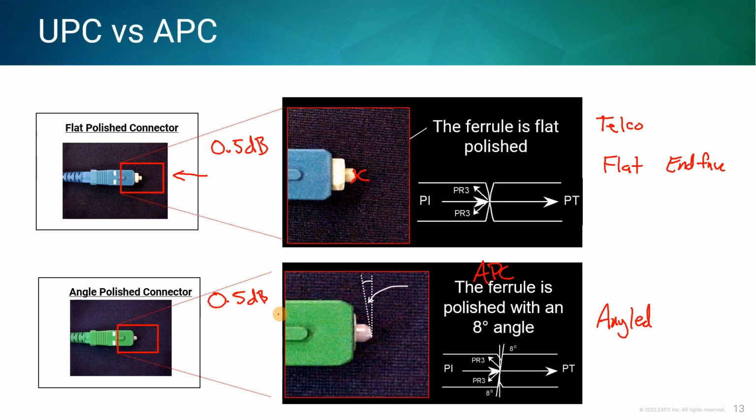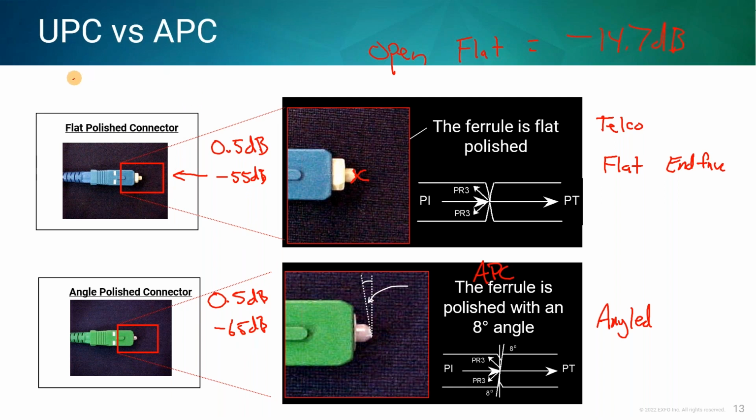But reflection is completely different. Reflection on a UPC connector is about negative 55 dB, where the APC connector is negative 65 dB. And this is the percentage of light that comes back. If I have an open flat connector, it is about negative 14.7 dB of reflection. That's an open UPC. As soon as I mate that UPC, it's going to hopefully jump up into the 50s. For UPC. For APC, it goes all the way up to minus 65.